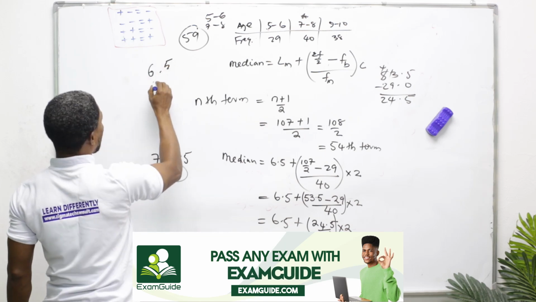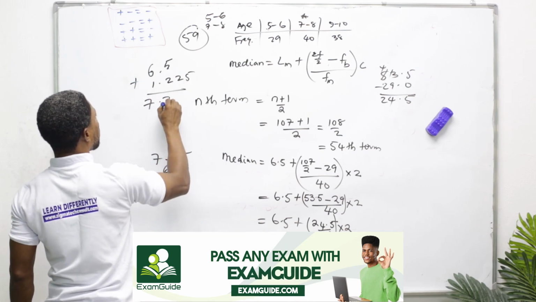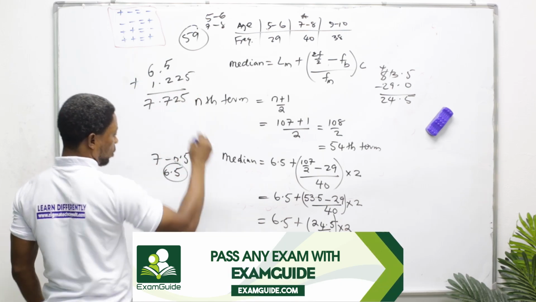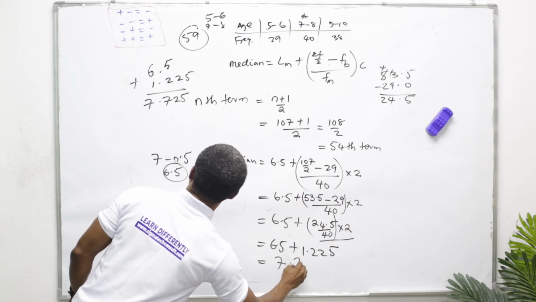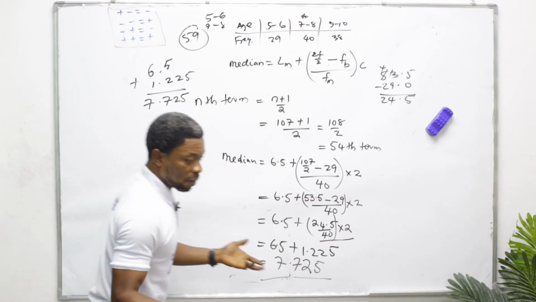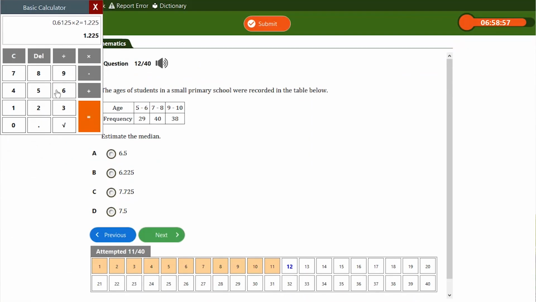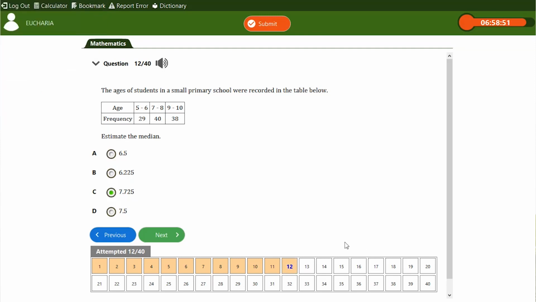So if you add this to 6.5, and then you now have 1.225, the sum is 7.725. Find my median. So let's check: 7.725, that is option C. That's how you find the median.